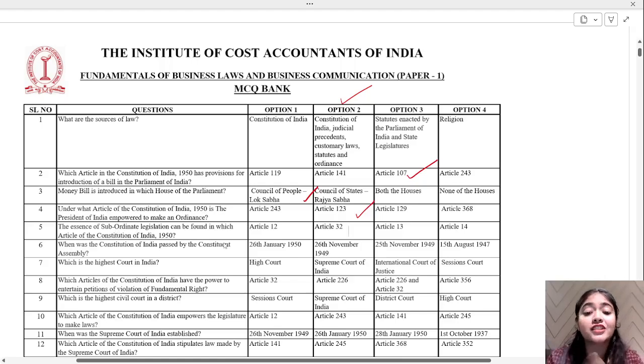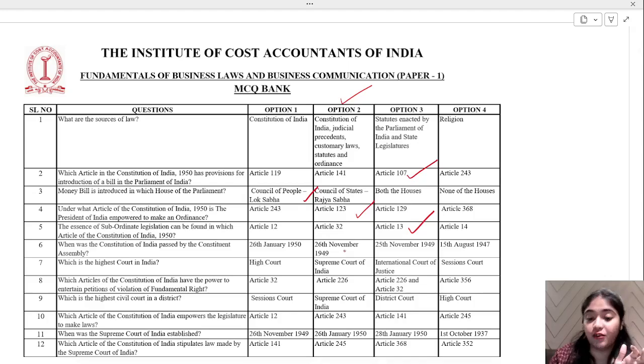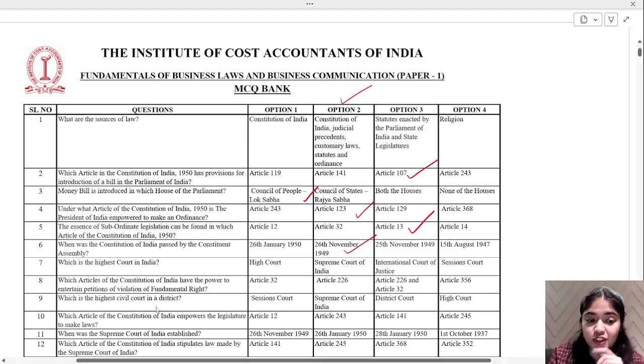Very good. The essence of subordinate legislation can be found in which article of the Indian Constitution? So see, they are asking you article based questions. You have to be very thorough with the article numbers. Article number 13. When was the Constitution of India passed by the Constituent Assembly? 26th November 1949. It became effective on 26th January.